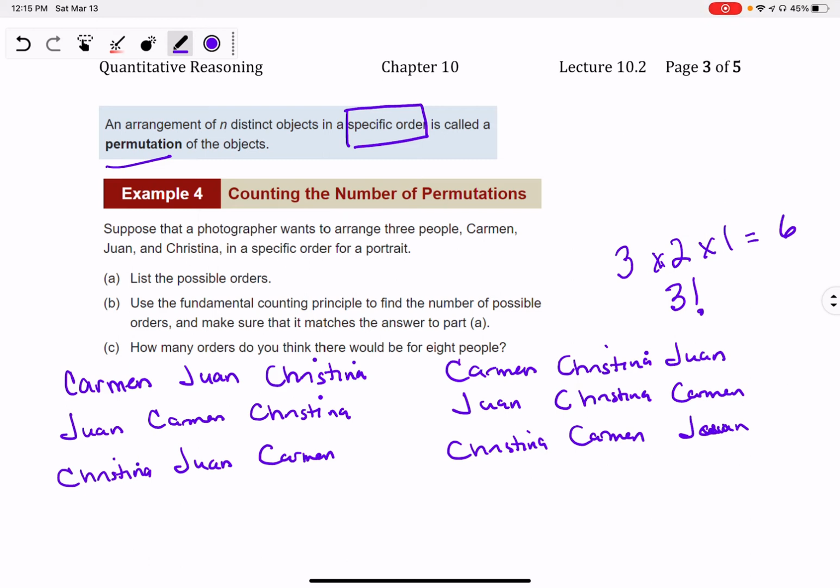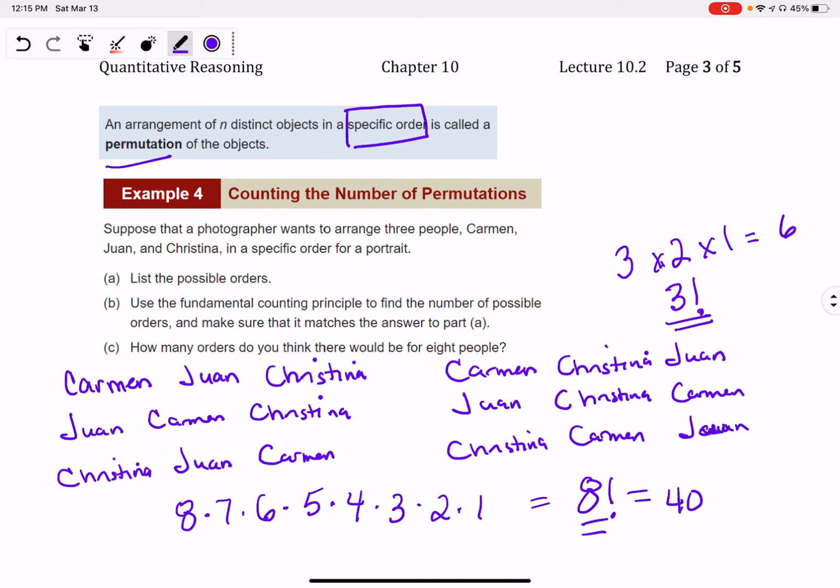Part C says, how many orders do you think there will be for 8 people? Well, if there are 8 people, listing the orders will be a lot of work. So we can use the same idea that we used with the fundamental counting principle. If we have 8 choices for the first position, that next position will only have 7. That next one, 6, 5, 4, 3, 2, 1. In other words, we have 8 factorial, just like here we had 3 factorial for 3 people. And 8 factorial actually gives us 40,320.